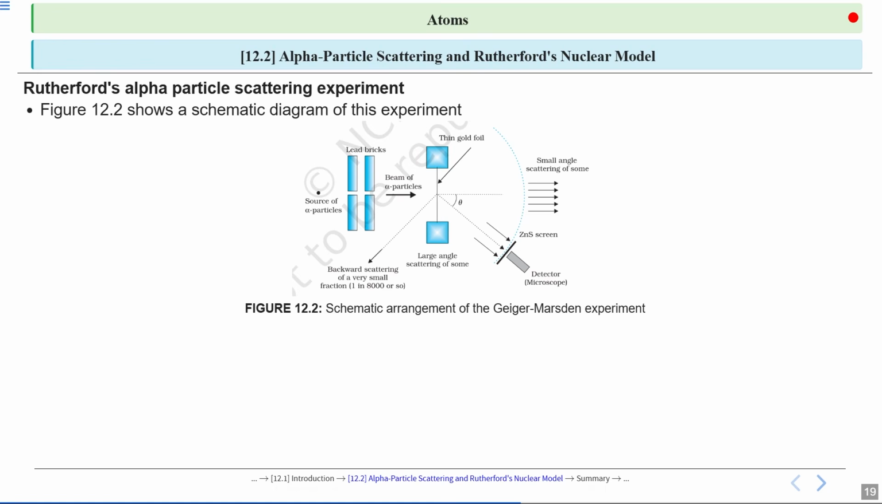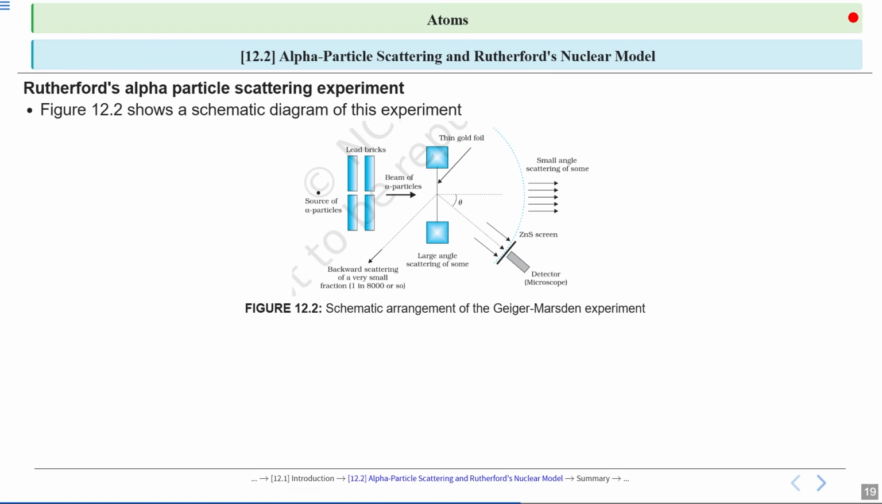A zinc sulfide screen is used. When an alpha particle, after scattering through the gold foil, falls on this screen, it produces a small luminous dot, and that's how scattered alpha particles are detected. A detector microscope is also used. A beam of alpha particles is directed towards the gold foil, and their scattering angles, that is, how many alpha particles are scattered through which angle, are noted. All the observations and readings are noted. This is the schematic diagram.